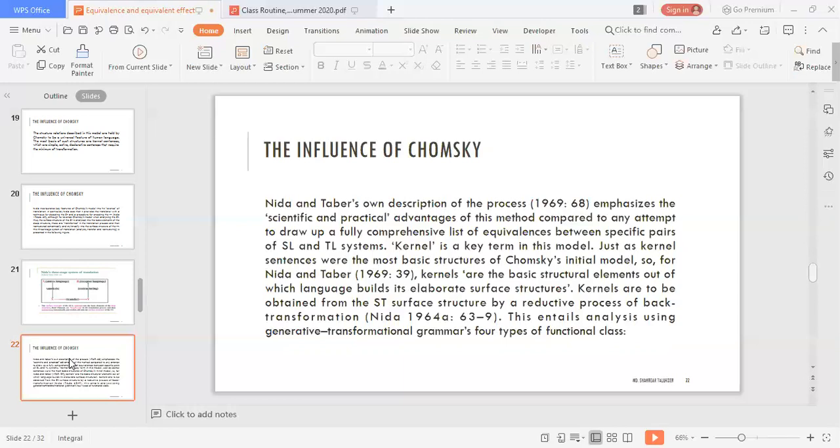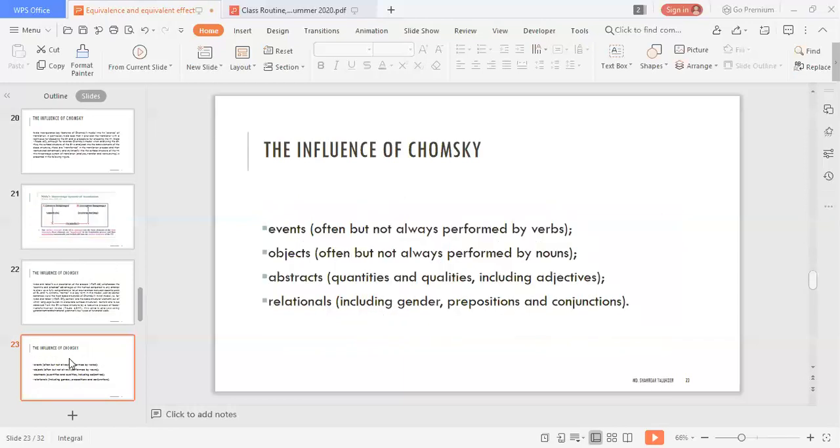A total class type for a pathological course. I'm going to keep an analysis course on four types of functional classes. Now here you see, first of all, that is events, often but not always performed by verbs. So events are called verbs.